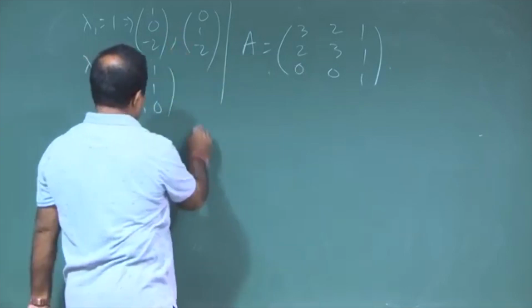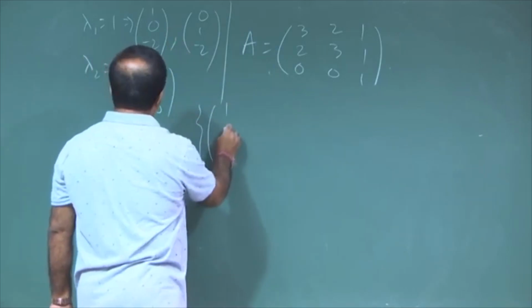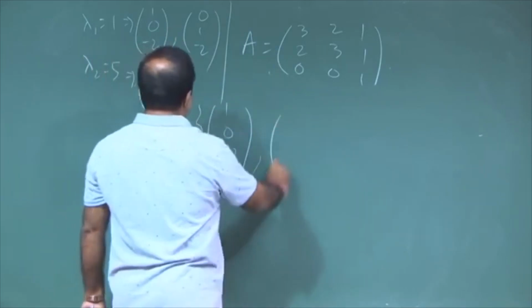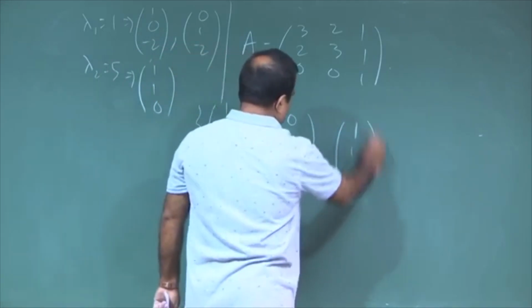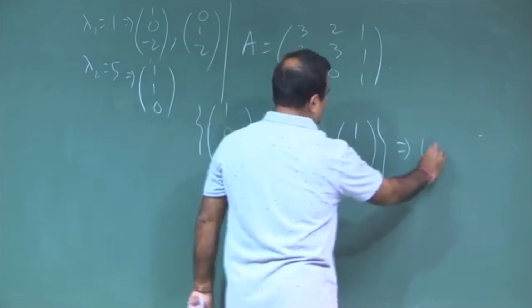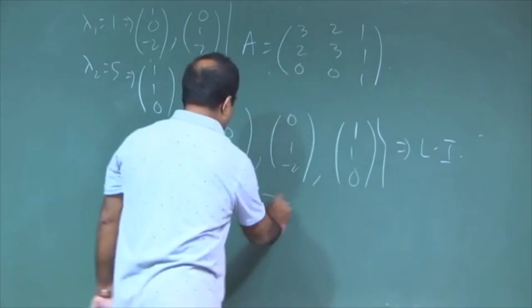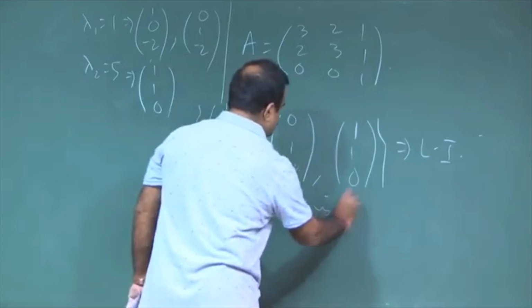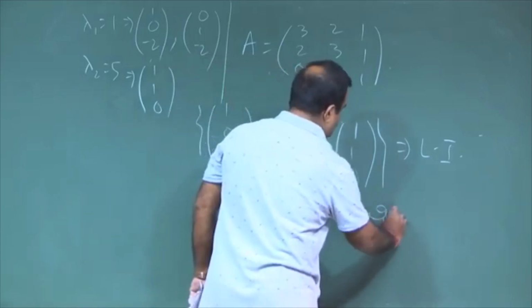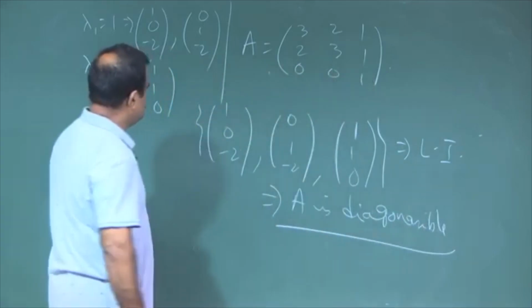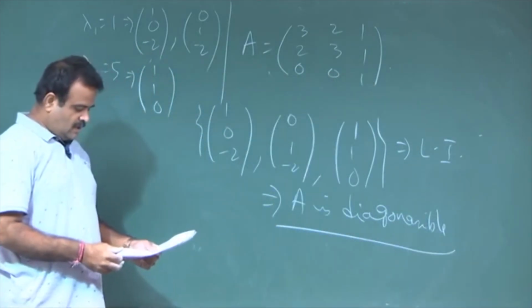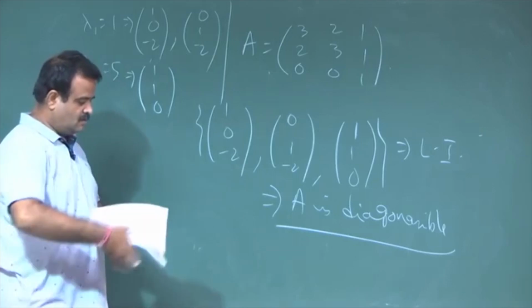So, we have 3 sets of linearly independent eigenvectors: (1, 0, -2), (0, 1, -2)... So, we have 3 linearly independent eigenvectors, which implies A is diagonalizable. Okay, so A is diagonalizable.